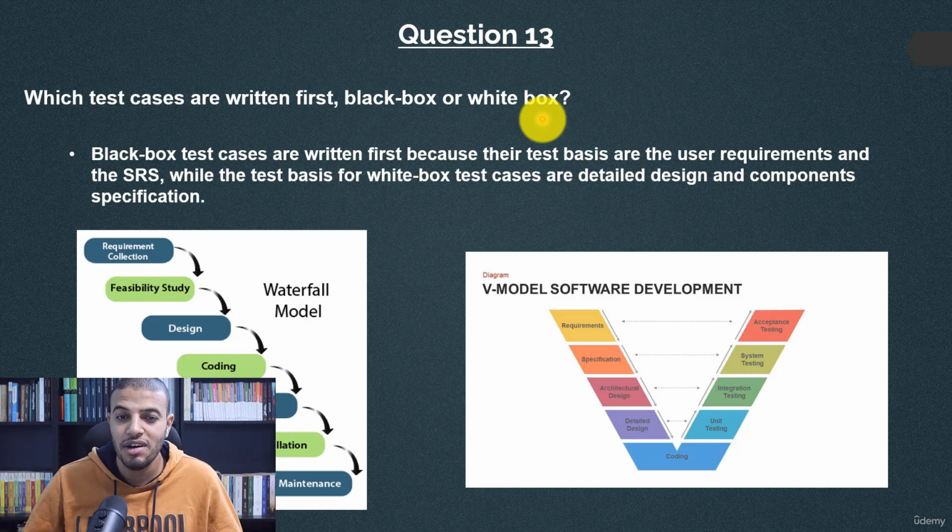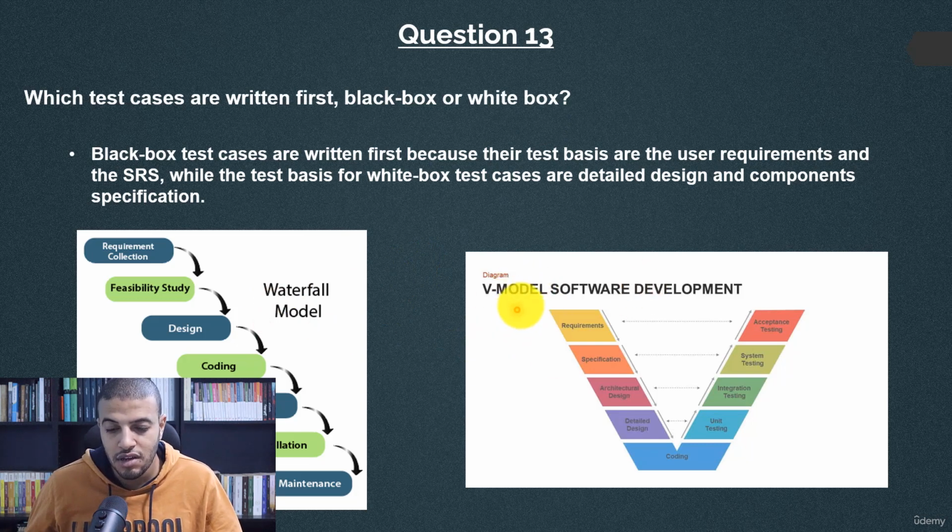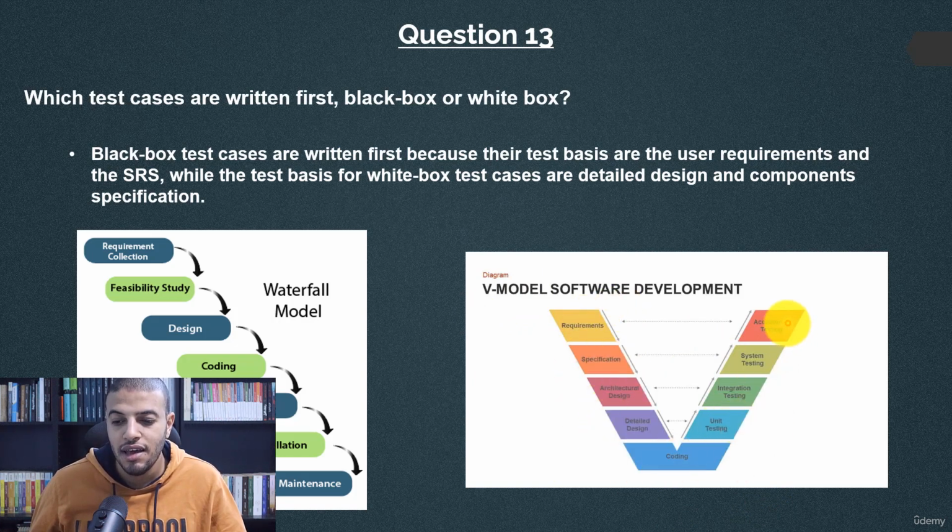He didn't ask you about sequential life cycles like waterfall or V model, or on the other hand, agile life cycles like Scrum. So we will answer the question in a general way also. So let's take the waterfall and the V model as an example. In the V model, we have the requirements, then the design, then coding, then unit testing, integration testing, system testing, and acceptance testing.